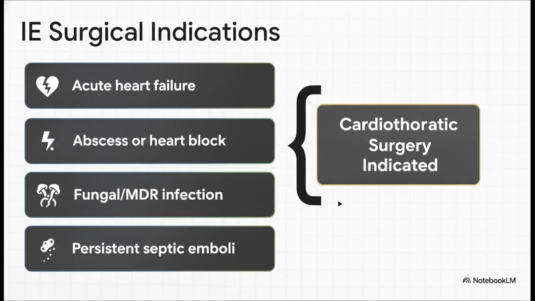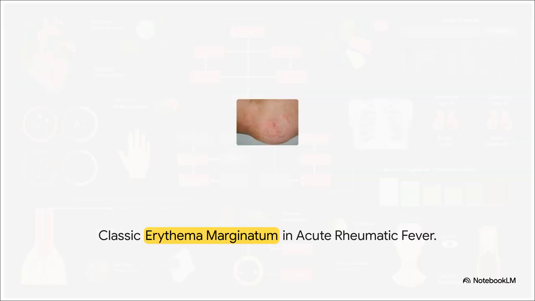But sometimes medical management just fails. There are exact conditions where you need to pick up the phone and call cardiothoracic surgery. If the patient develops acute heart failure from valve regurgitation, if the infection extends into an abscess causing a heart block, if you're dealing with a really difficult to eradicate fungal infection, or if they have massive vegetations throwing persistent septic emboli, well, antibiotics just aren't going to cut it. Surgery is indicated.